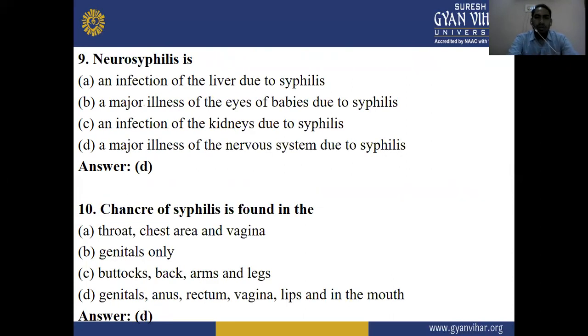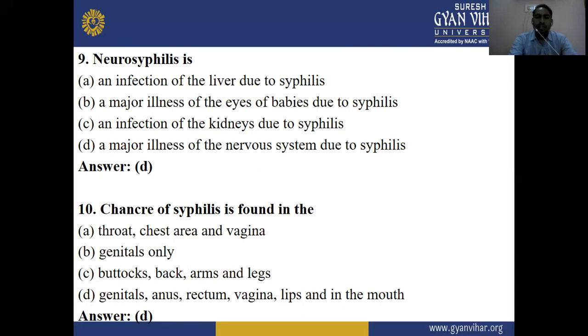Next one, neurosyphilis is: option A, an infection of the liver due to syphilis; option B, a major illness of the eye in babies due to syphilis; option C, an infection of the kidney due to syphilis; option D, a major illness of the nervous system due to syphilis. The right answer is D, a major illness of the nervous system due to syphilis, also known as neurosyphilis.